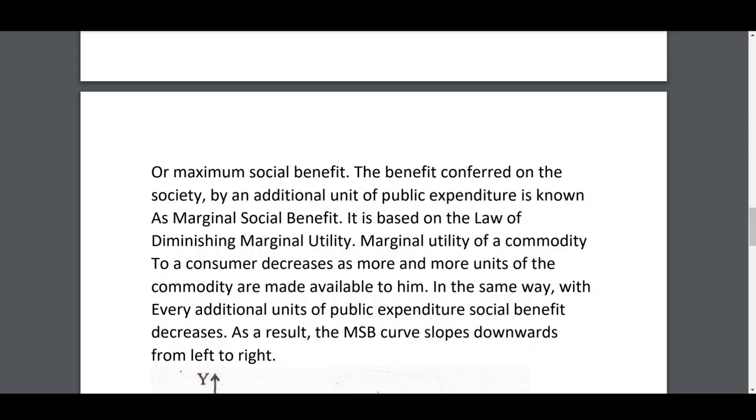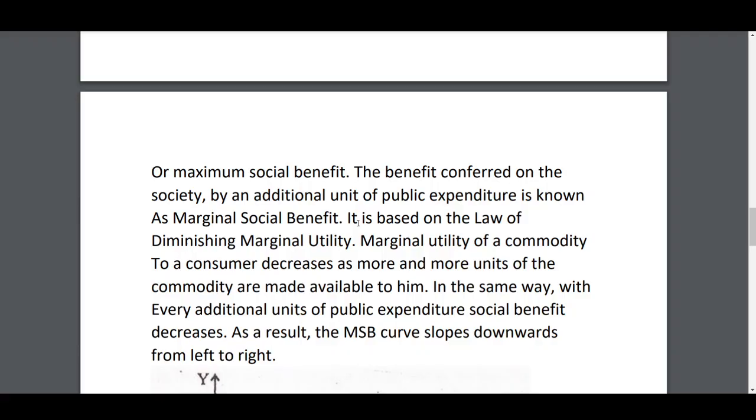Whenever the government is incurring expenditure, the social benefit of the people is increasing. That is the aim of the government. It is based on the law of diminishing marginal utility. We already studied the law of diminishing marginal utility in the 12th standard. When a consumer feels hungry and eats one apple, he gets more utility. When he has the second one, he gets utility, but as compared to the first, it is less.